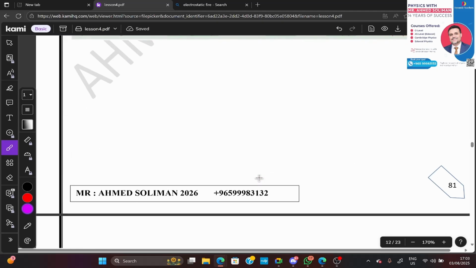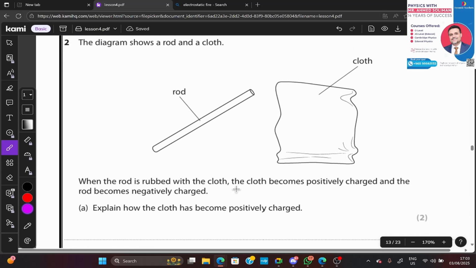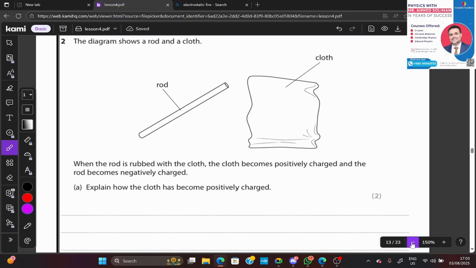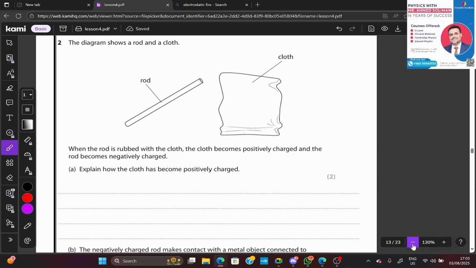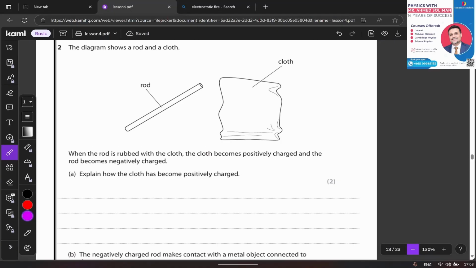Okay, now we will start to solve the questions. This is the first question. Can you read it and tell me what is the answer? The diagram shows the rod and the cloth. When the rod is rubbed with the cloth, the cloth becomes positively charged and the rod becomes negatively charged. Explain how the cloth has become positively charged. It became positively charged because the cloth lost its electrons, so only protons stayed behind, which made the charge positive, as protons are positively charged.